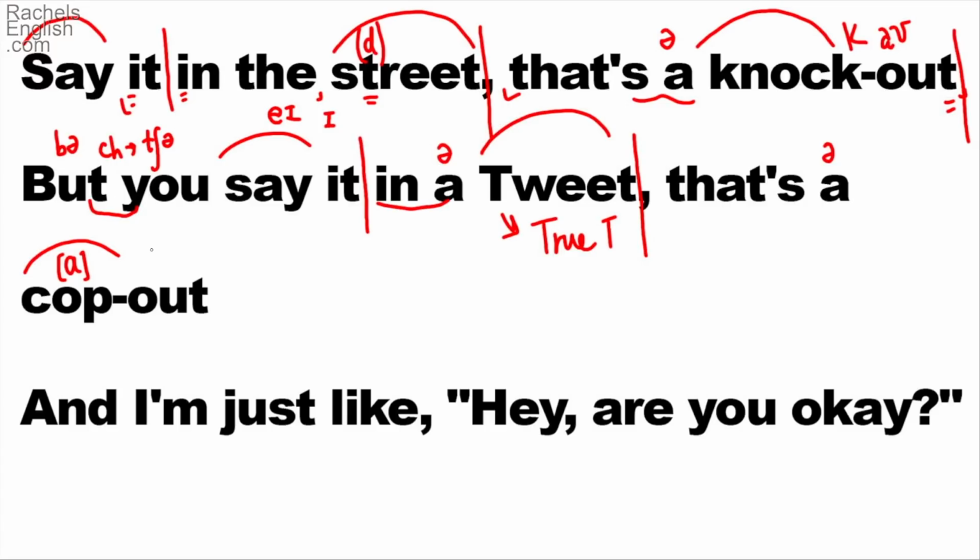The word out is the ow, as in now, diphthong. I feel like she doesn't do very much of a diphthong. It's more like cop-a. It's more like just the first sound, so I'm going to put that in parentheses. And then again, a stop T. Not released, not out. Cop out. And I'm just like, hey.